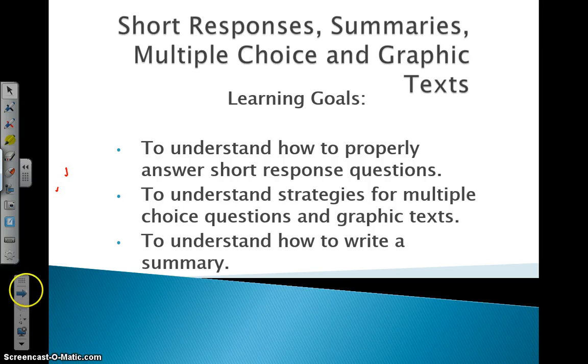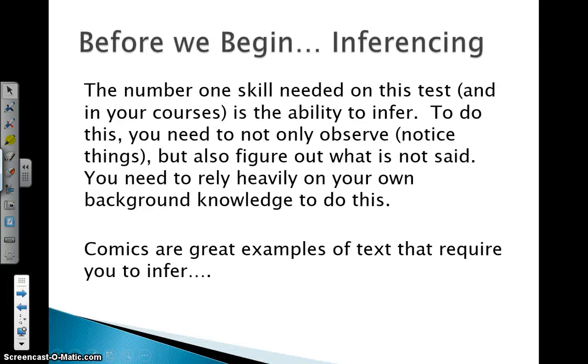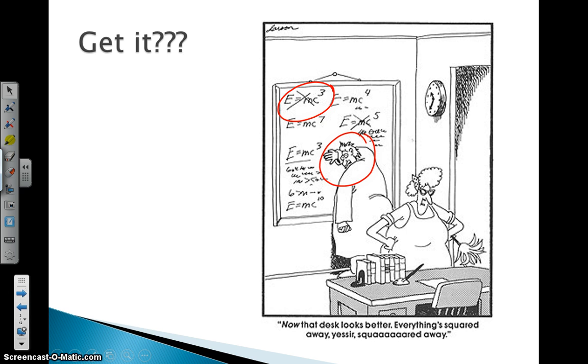Before we get started, just a reminder of the importance of inferencing. The number one skill you'll need on this test, as well as in most of your courses at high school, is the ability to infer things. To do this, you have to be able to observe the explicitly stated things in a text, as well as filling in the gaps of things that haven't been said. And to fill in those gaps, you use your background knowledge. Comics are great examples of texts that require you to inference all the time.